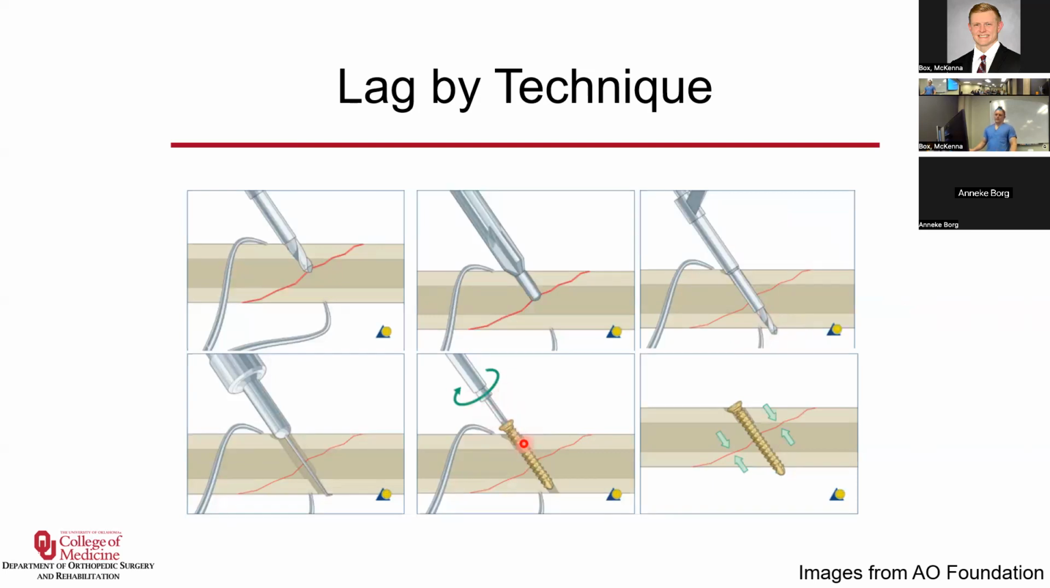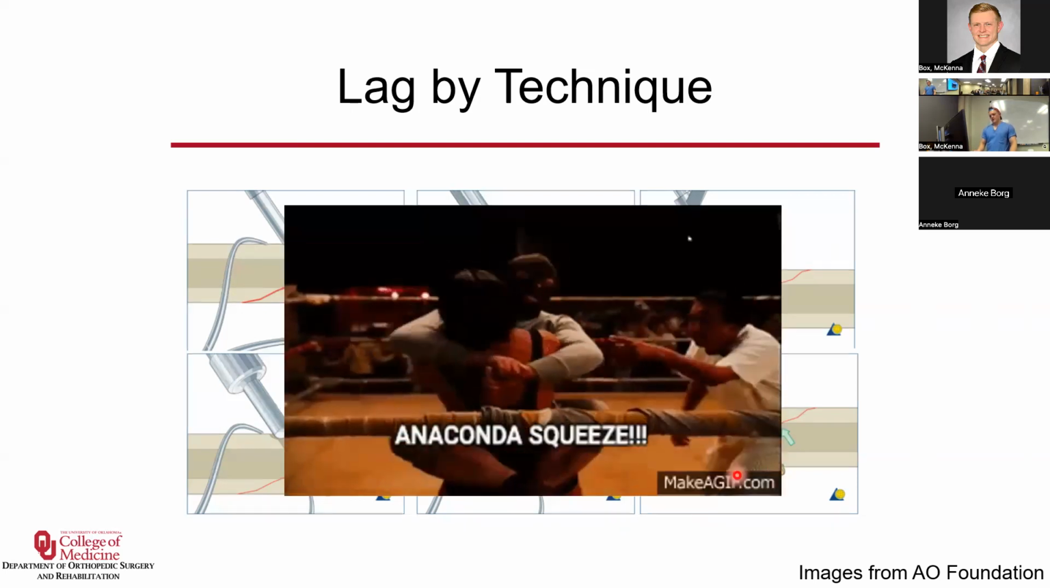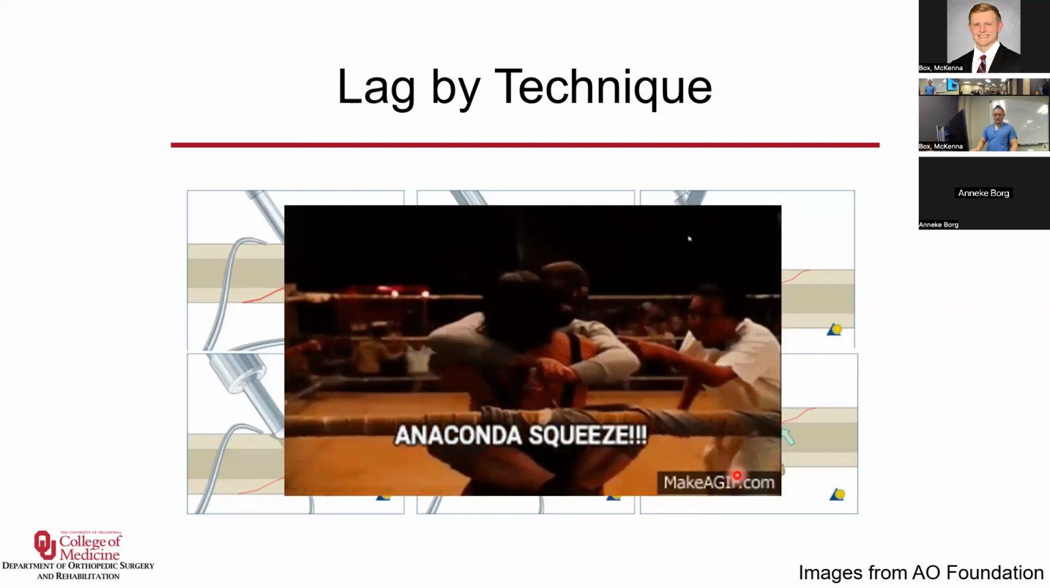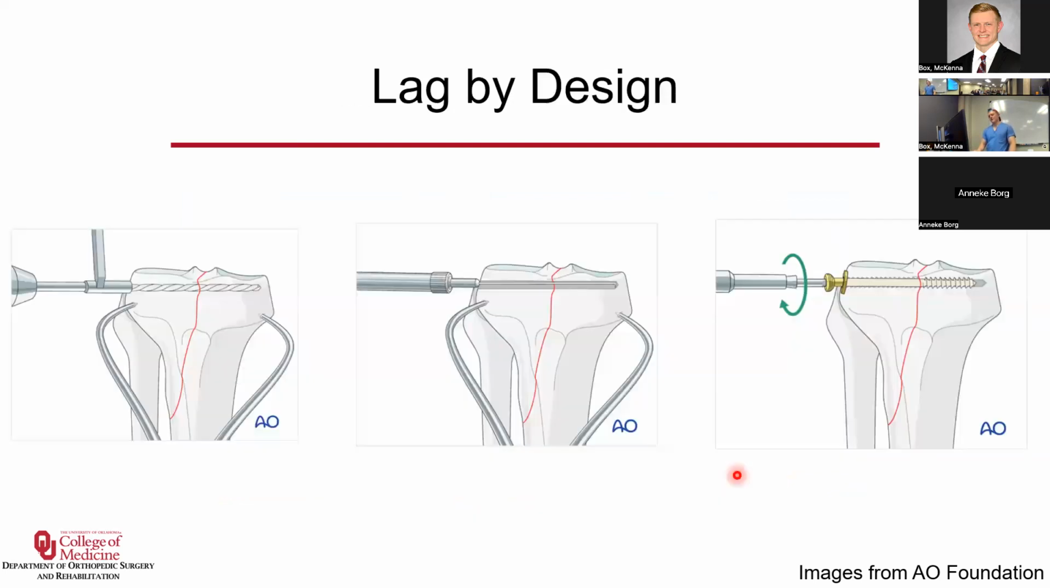So whenever you put your screw in, the threads are not going to engage here; the threads are going to engage here. Then when the head of the screw engages this cortex, these threads are going to keep pulling, and it's going to pull that fracture together. As we like to say in the OU ortho ORs, you've got to do the anaconda squeeze every time you do it.